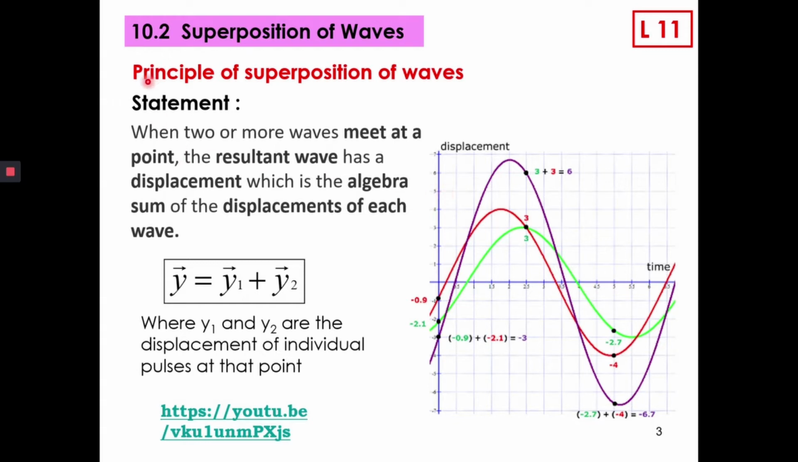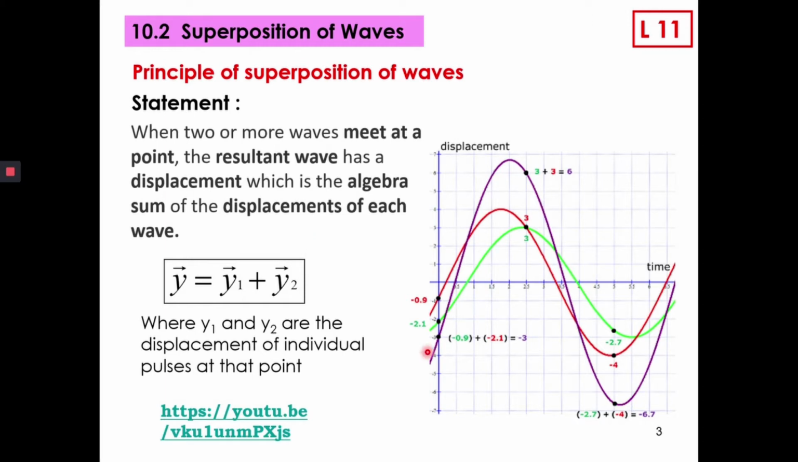Now we look at the first one. What is the principle of superposition of wave? This principle states that when two or more waves meet at a point, the resultant wave has a displacement which is the algebraic sum of the displacement of each wave. That means the resultant displacement comes from the displacement of the first wave plus the displacement of the second wave, if we have two waves.